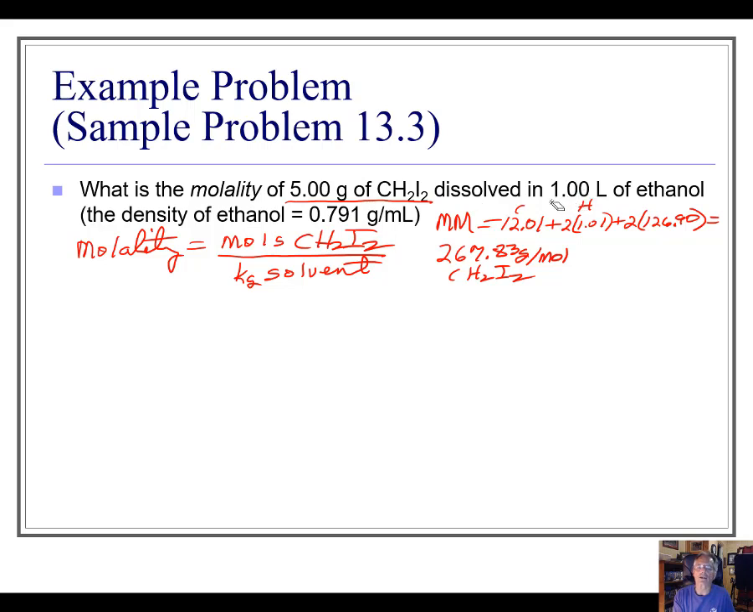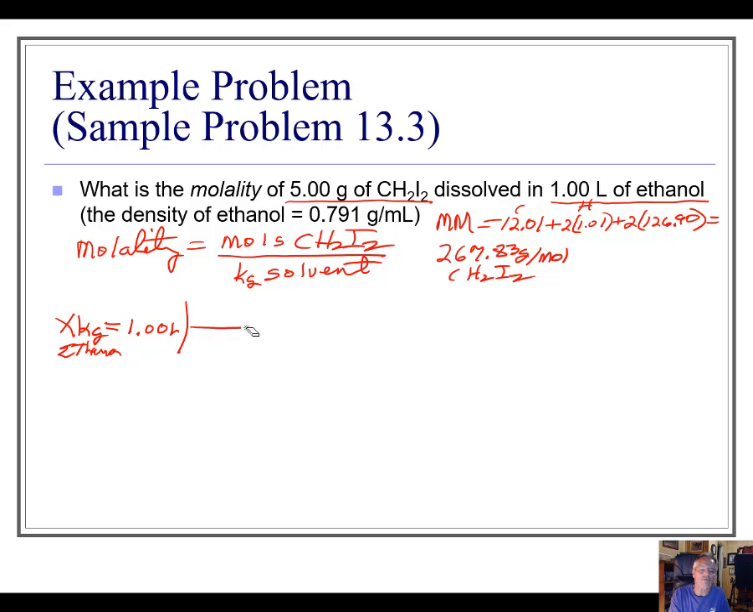Now, this is dissolved in ethanol, so this is our solvent. They didn't give us a solution. They simply gave us a volume of solvent. We just need to convert that to kilograms. So that's going to be X kilograms, and this is the ethanol, and there's 1.00 liters of the stuff.